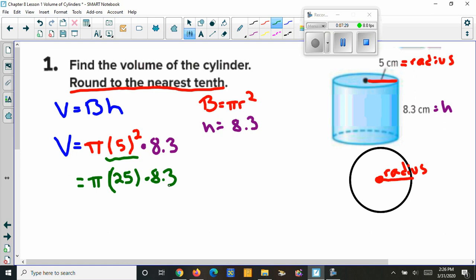From here, you must go ahead and multiply everything in your calculator. I might suggest we do numbers first. So 25 times 8.3, I get 207.5, times pi. And now I've finished by multiplying by pi.